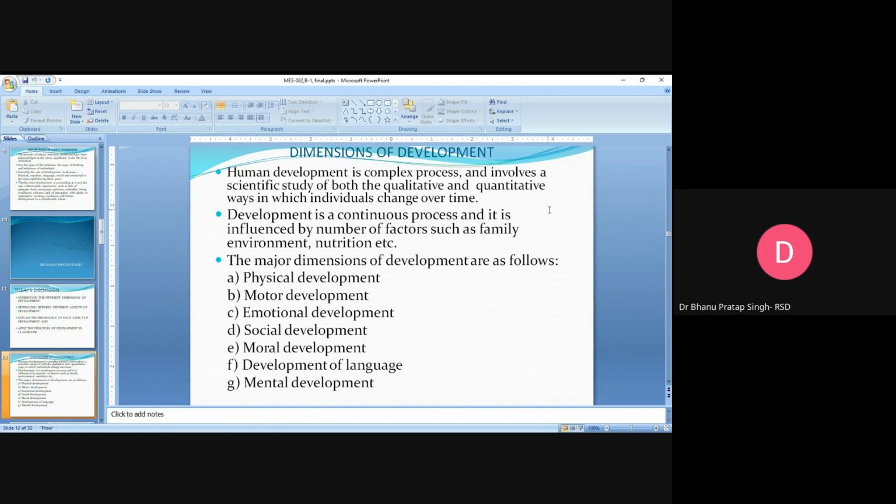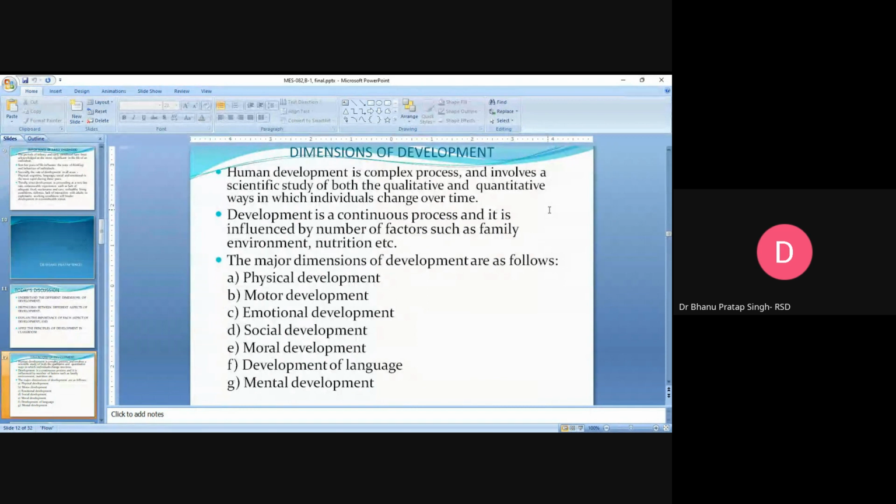Qualitative means in terms of knowledge, in terms of their behavior. And quantitative is their attaining age, meaning their height, their age. It all comes under human development. So development is a continuous process and it is influenced by a number of factors such as family, environment, nutrition.